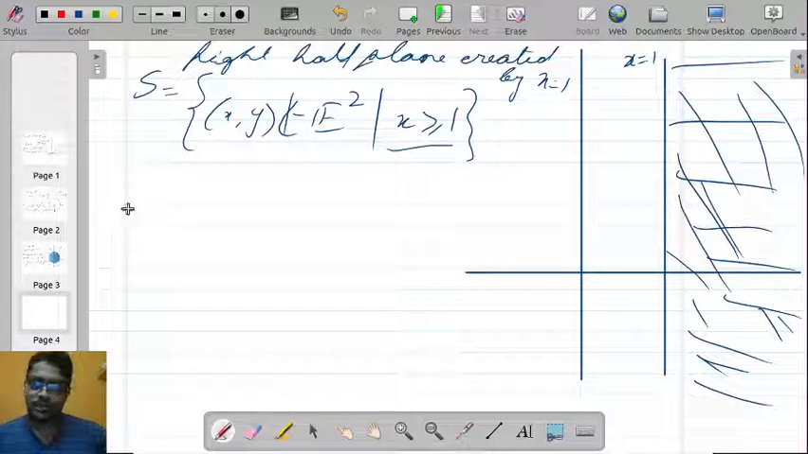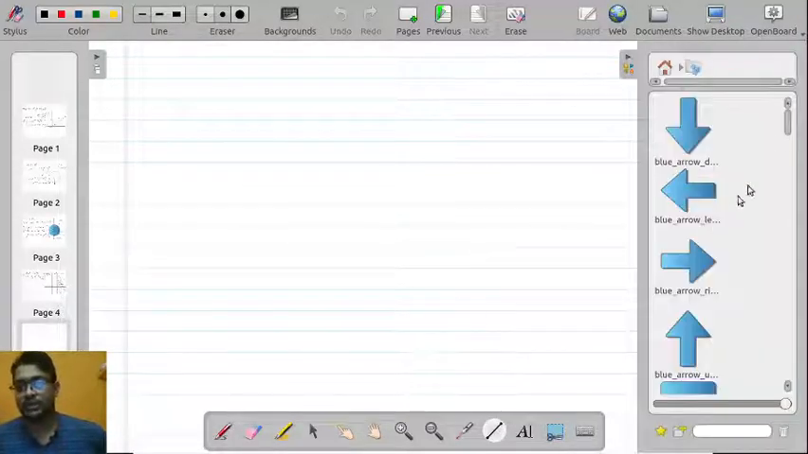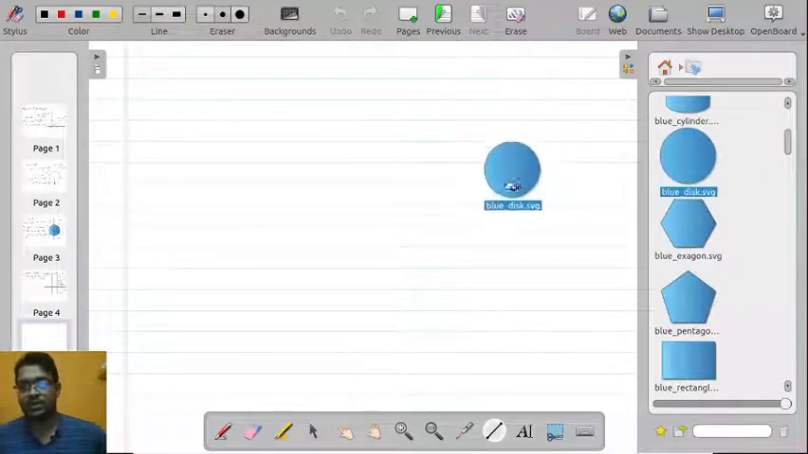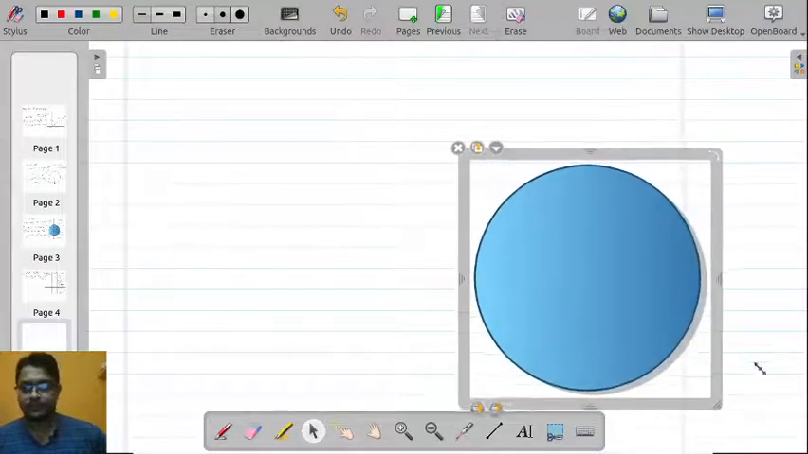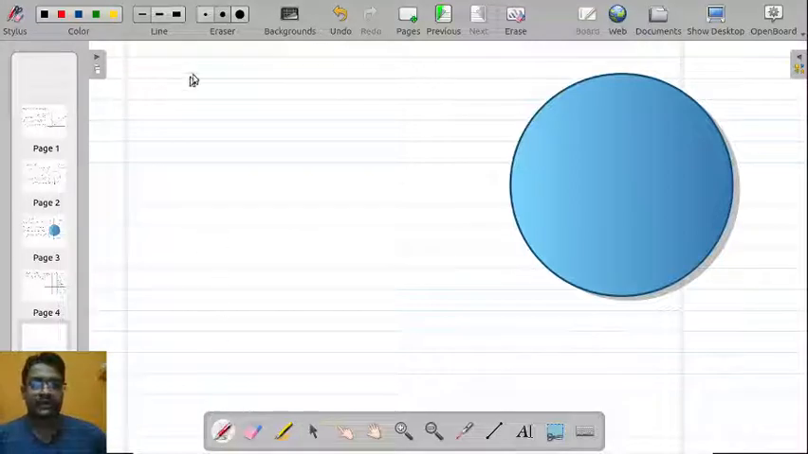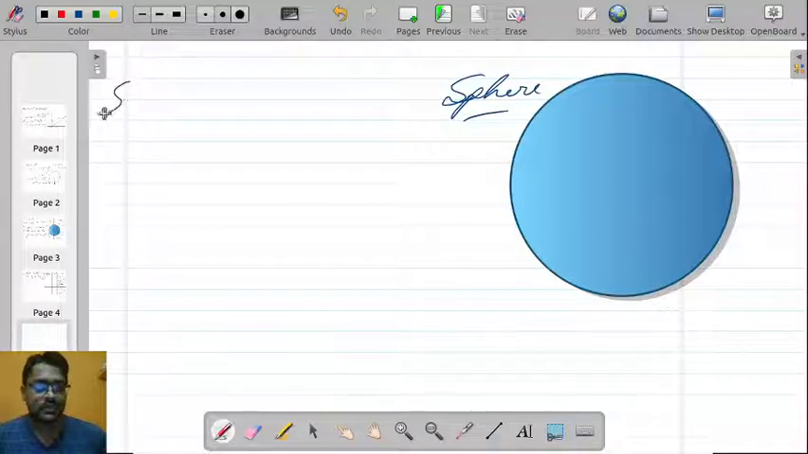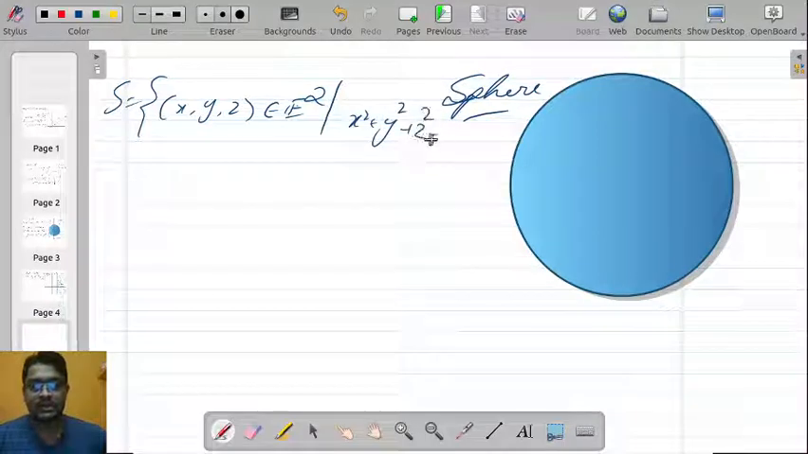Similar to that, if we come to the three-dimensional space, suppose we have a sphere and I want to write it as a point set. Okay, so this is a sphere. How do I write it? It is the set of all those (x, y, z) in E cubed that satisfy x squared plus y squared plus z squared is equal to a squared.